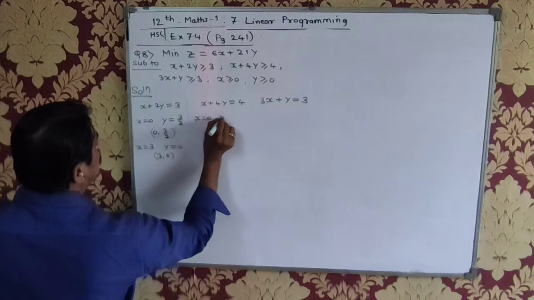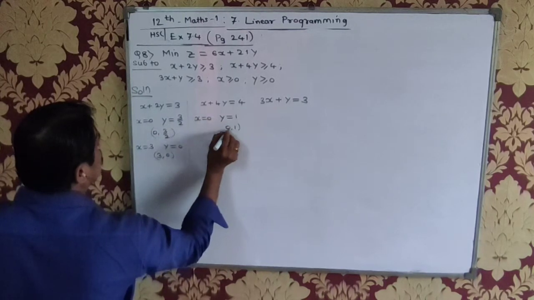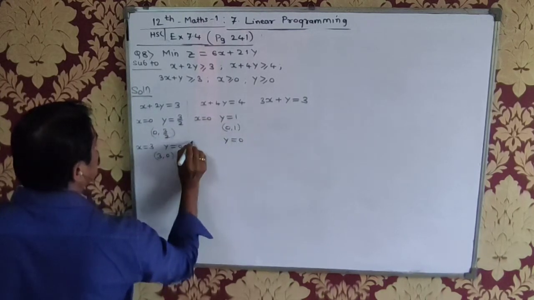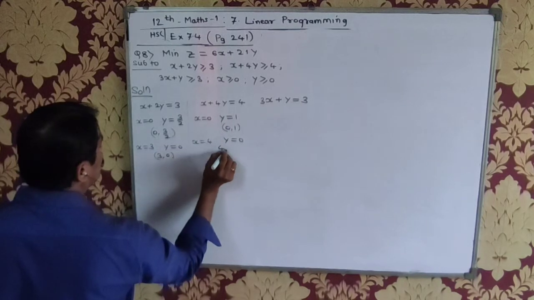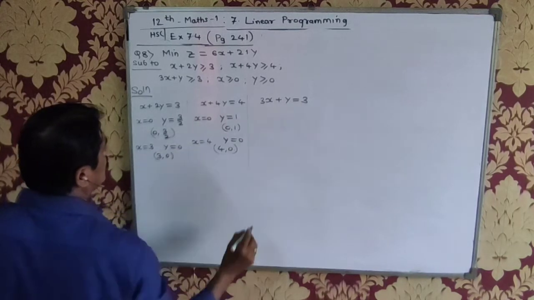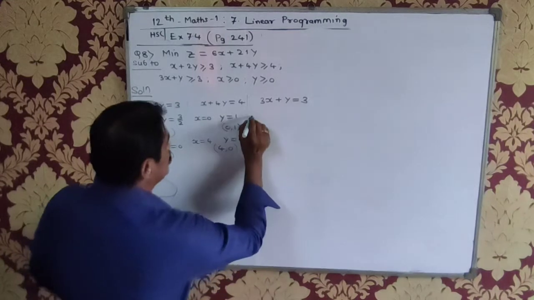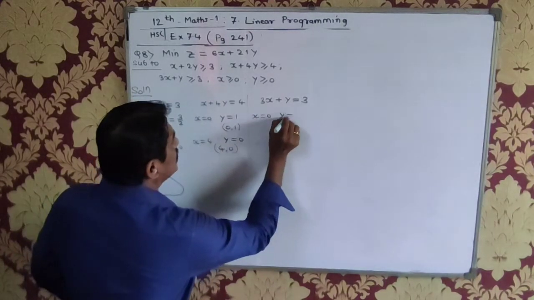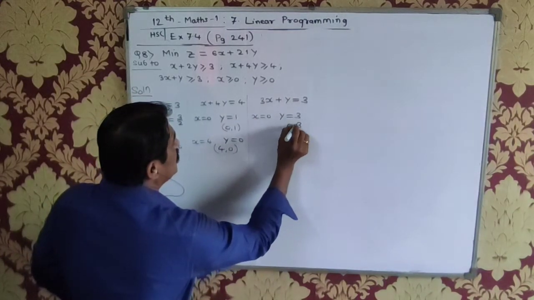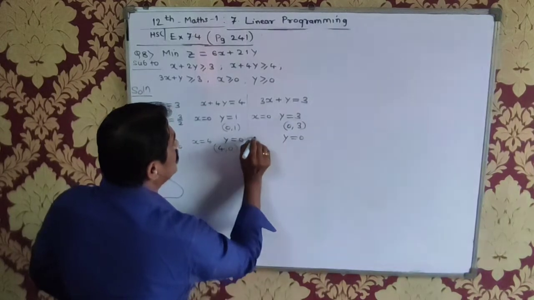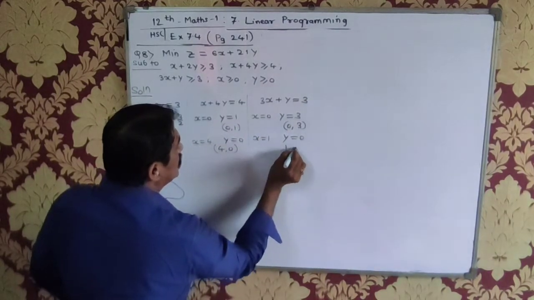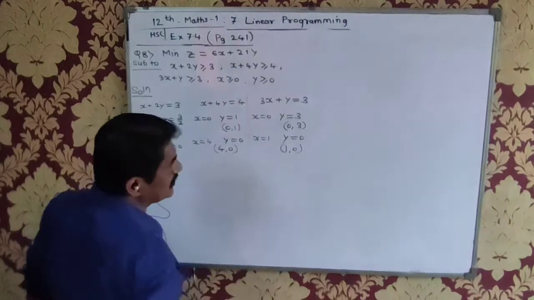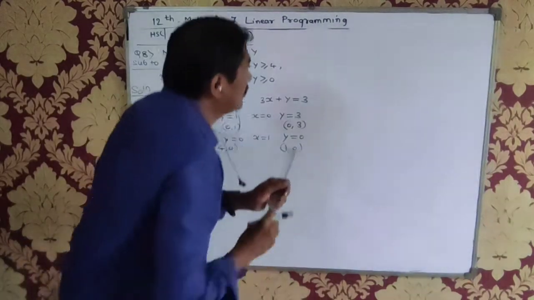X is equal to 0, y is equal to 1, so 0 comma 1. Y is equal to 0, x is equal to 4, so 4 comma 0. X is equal to 0, y is equal to 3, so 0 comma 3. Y is equal to 0, x is equal to 1, so 1 comma 0. Let's plot all these points here. Very easy.